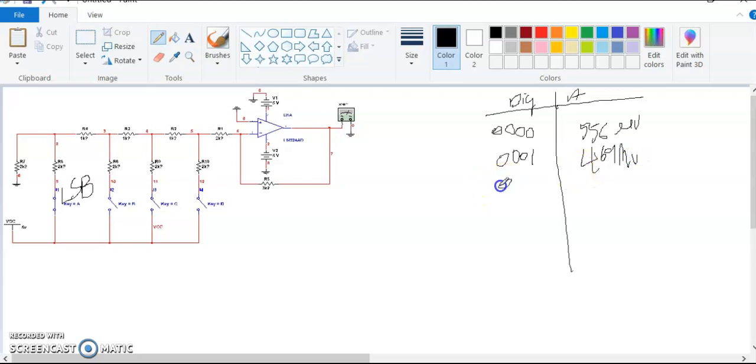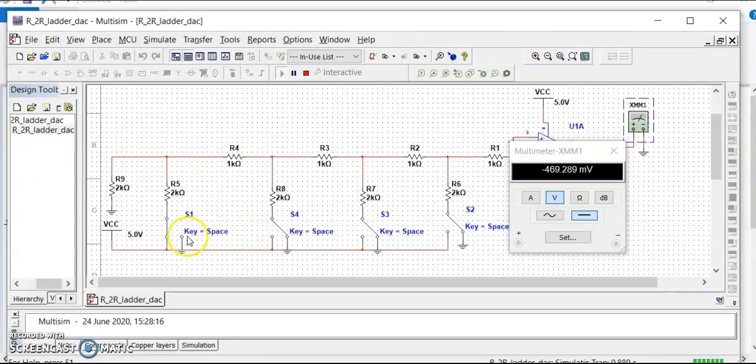Like that, you are going to note down the values for 0010. For the 10 case, this value is 0 and this value is 1. For such a case also, you should run the circuit. Just stop it and run. So what is our output voltage? 938 millivolts. Like that, for each and every bit you need to take the output voltages.